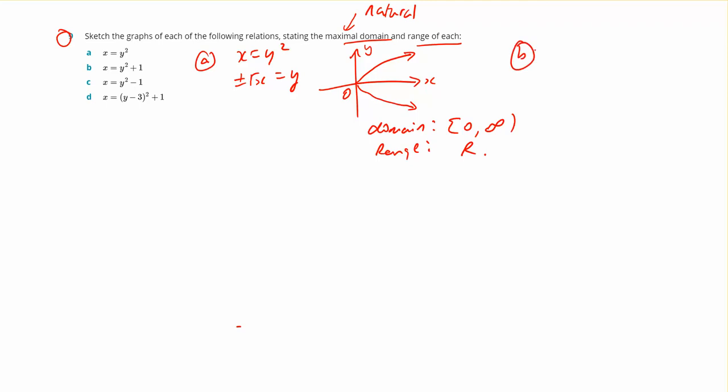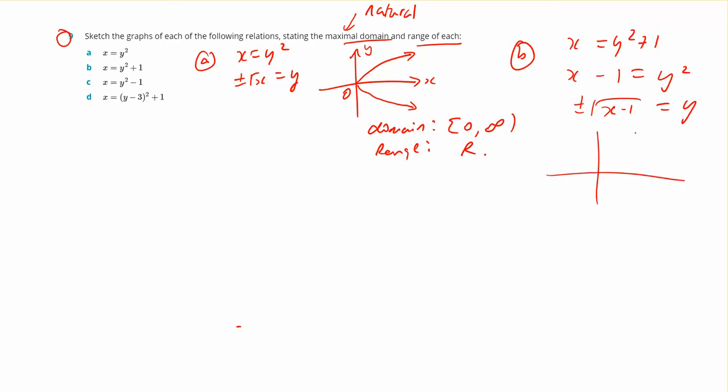Part B, it's a similar type of graph. x squared equals y squared plus 1. If I move the 1 to the other side and I square root it, I get plus or minus root x minus 1 equals y. So it's a root graph again. We've got two pieces. We've got a plus piece and a minus piece. The root graph has been shifted one to the right.